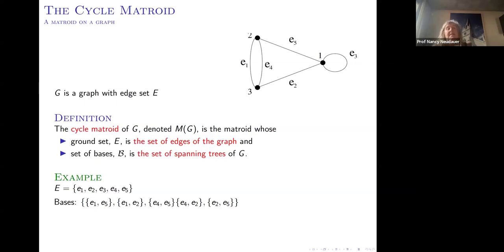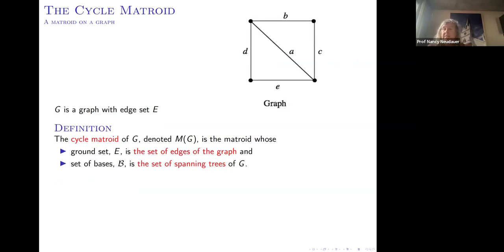And so if I write this all out, I have the following bases. I can find all these sets of two edges that form spanning trees of this graph. And you see how E1 and E4 act exactly the same, and we never see E3 there anywhere.